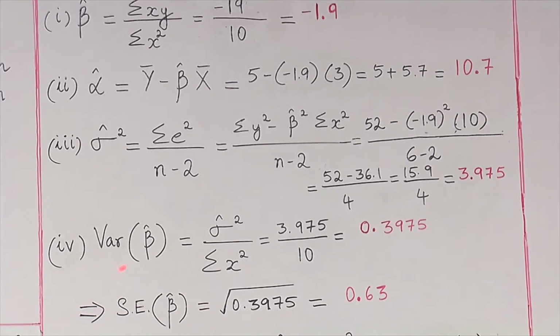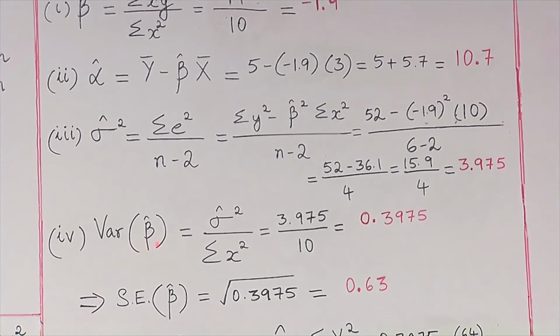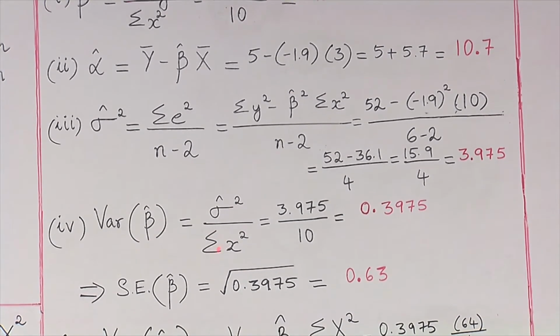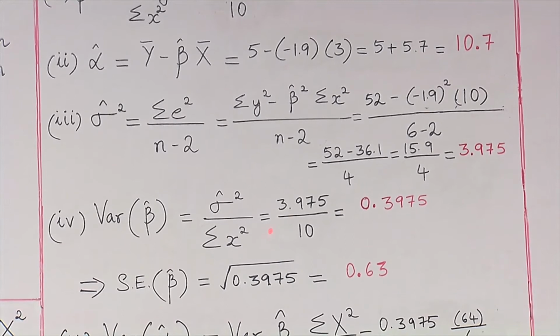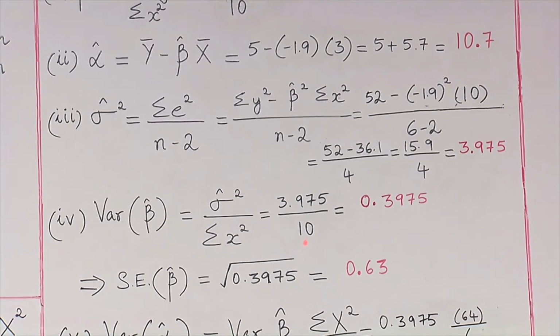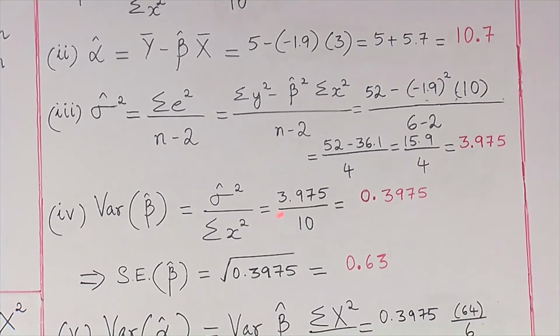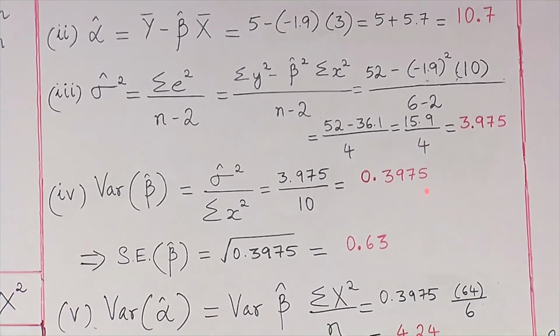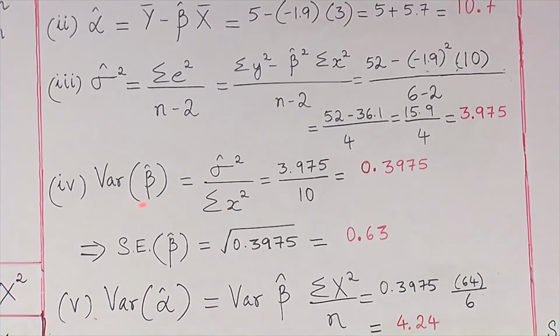Let us now calculate the variance of beta hat. Variance of beta hat is equal to sigma hat square by sigma small x square. Substitute 3.975 and the value of sigma small x square. So, 3.975 by 10 gives us 0.3975. So, this is the variance of beta hat.